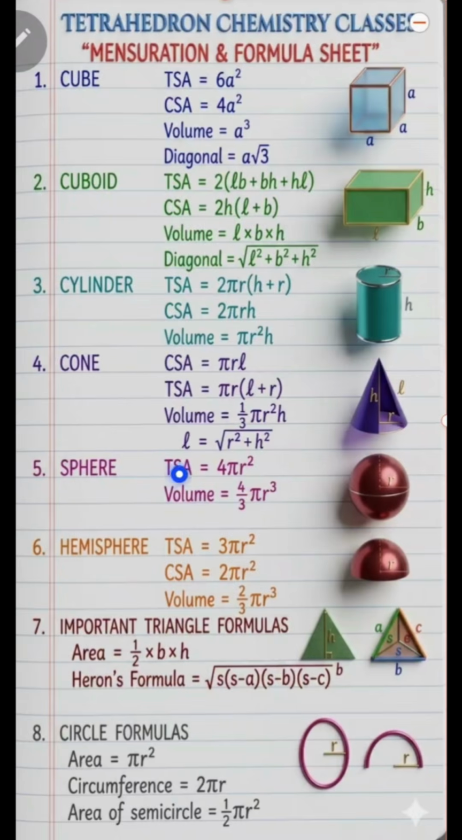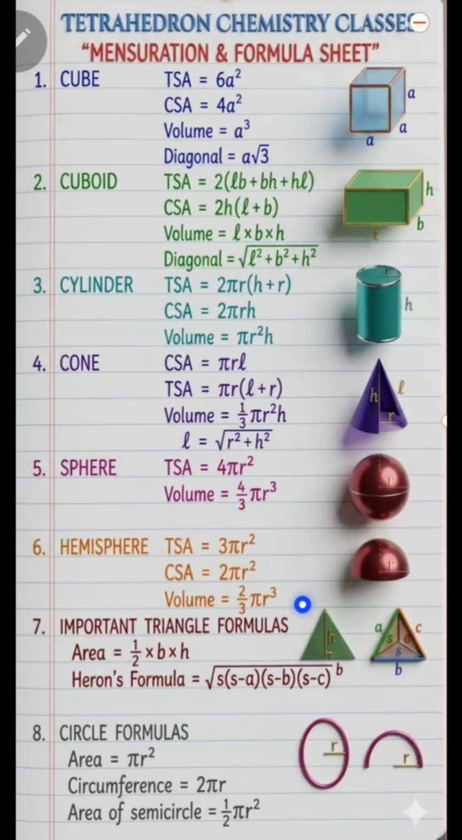For sphere, total surface area equals 4πr², and the volume of the sphere is equal to 4/3 πr³. For hemispheres, total surface area equals 3πr². Curved surface area equals 2πr², while the volume of the hemisphere equals 2/3 πr³.